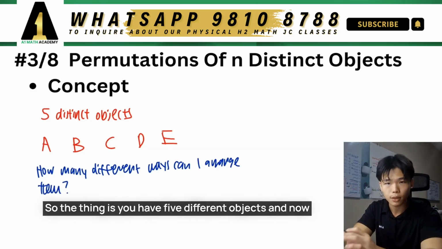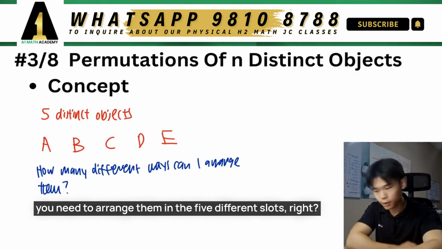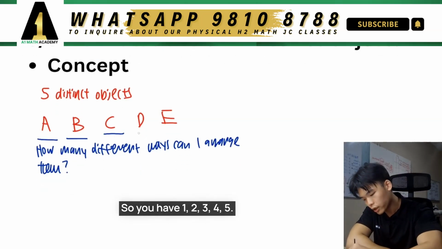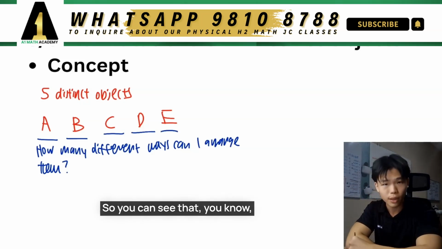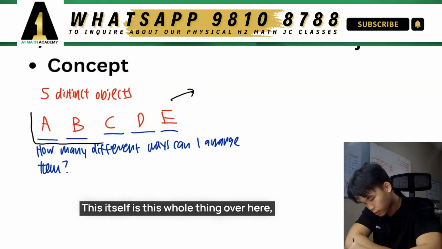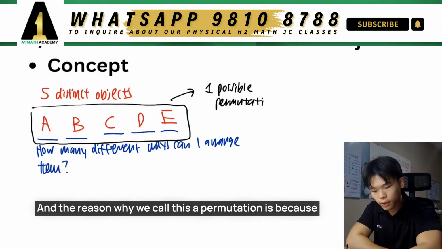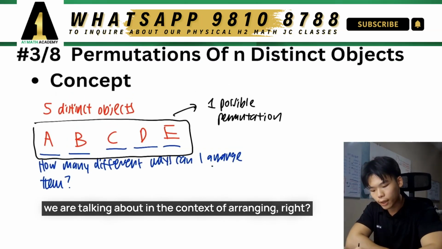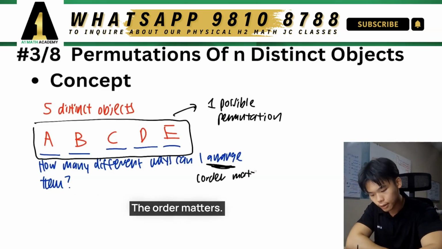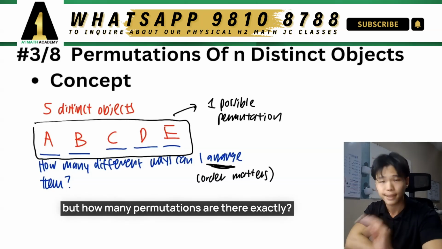So the thing is, you have five different objects, and now you need to arrange them in the five different slots, right? So you have 1, 2, 3, 4, 5. So you can see that, even when I write it this way, this whole thing over here is already one possible permutation. And the reason why we call this a permutation is because when we are talking about arranging, the order matters. So we already have one possible permutation, but how many permutations are there exactly?